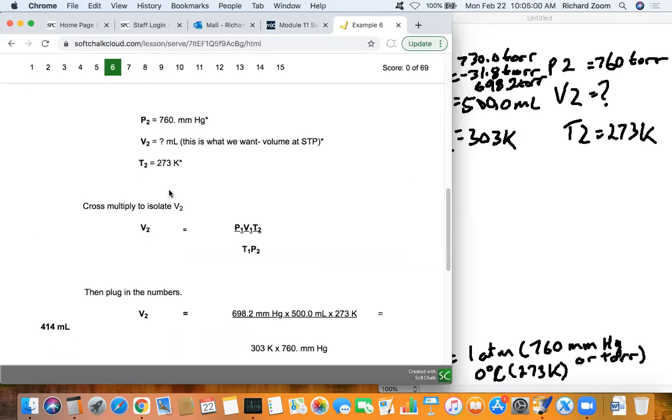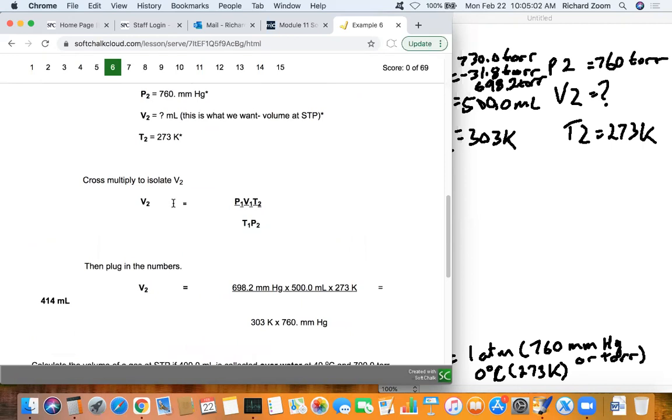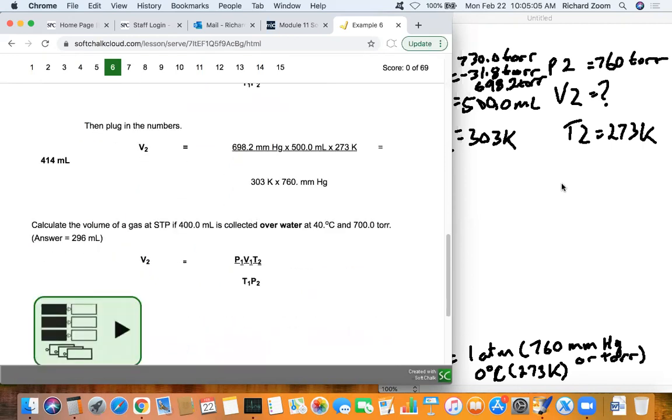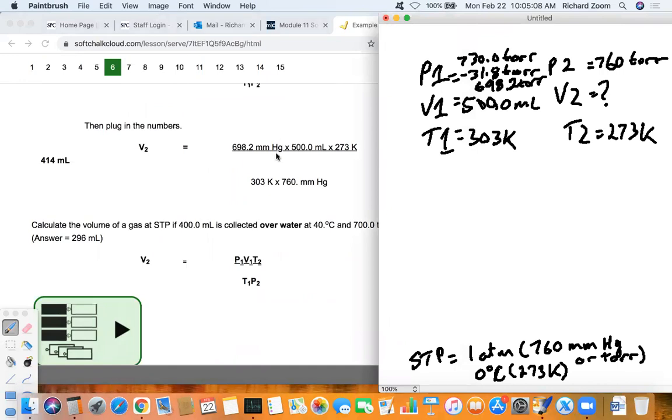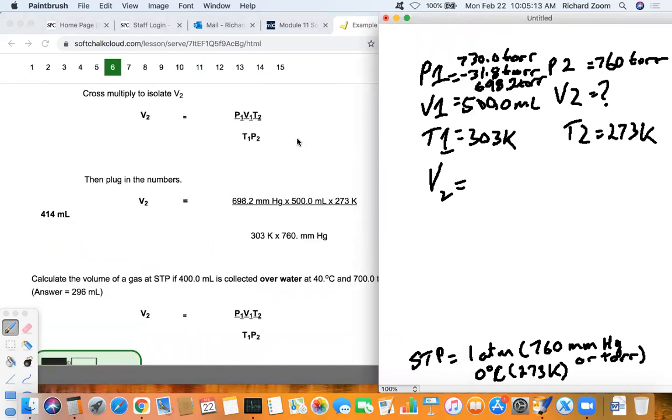So after we've done all that, we can get the V2 again. V2 will equal P1 V1 T2 over T1 P2. This is what we did a bit earlier. We plug everything in and it comes out to be 414 milliliters. Okay, does anybody have any questions?